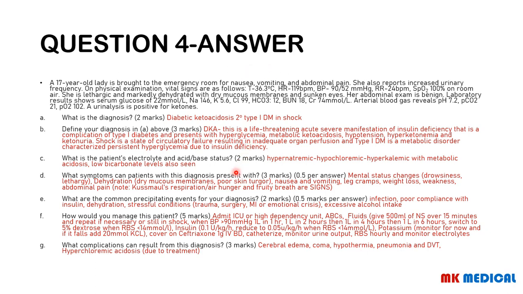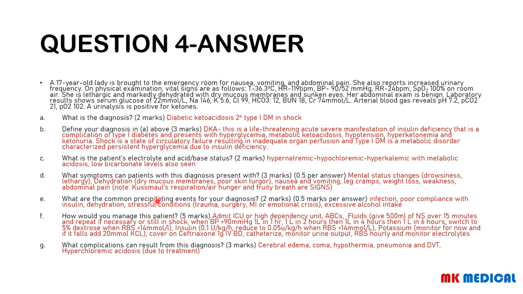The common precipitating events are things like infection, poor compliance with insulin treatment, dehydration, and stressful conditions like trauma, surgery, MI, even an emotional crisis, even excessive alcohol intake. How am I going to manage this patient? First and foremost, admit this patient to ICU, or preferably a high dependency unit. Do your ABCs, ensure the airway is patent and the patient is breathing, gain venous access, and draw bloods for investigation.